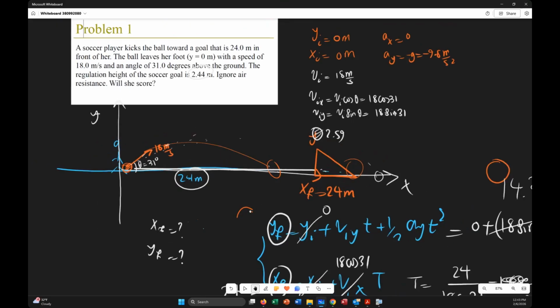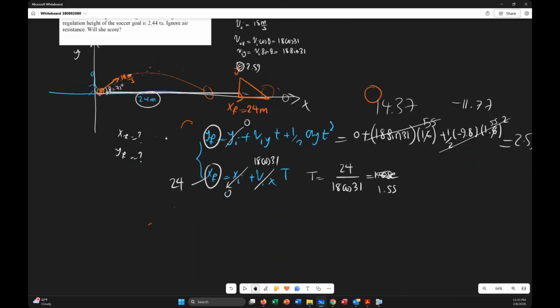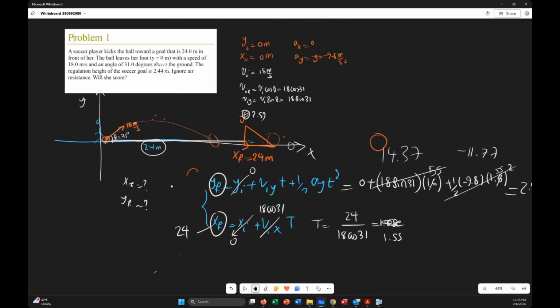Okay, so any questions? Again, she might not have tested this. I tested to see what the final is, if there is no goalie, where this ball goes. Is it going to pass the goalie or not? Let's say yes, it is passed. So if it is passed, then find out what the YF is, at X final, when X final is 24.